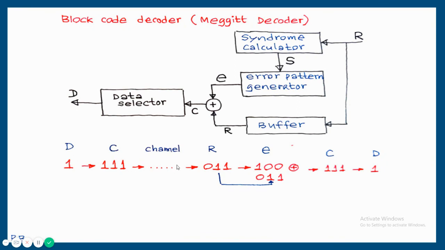Data, encoder output, decoder input. From the decoder input, the error pattern is generated. This error pattern is going to XOR with the received code. That is the corrected code. That is here C. And from C, finally, data will be the output.